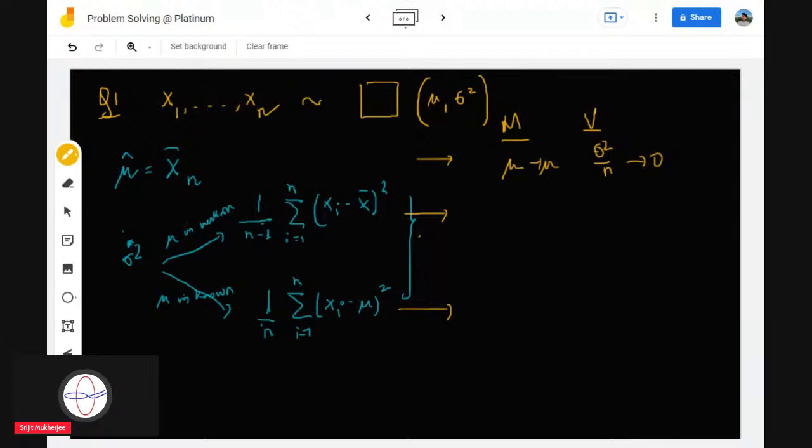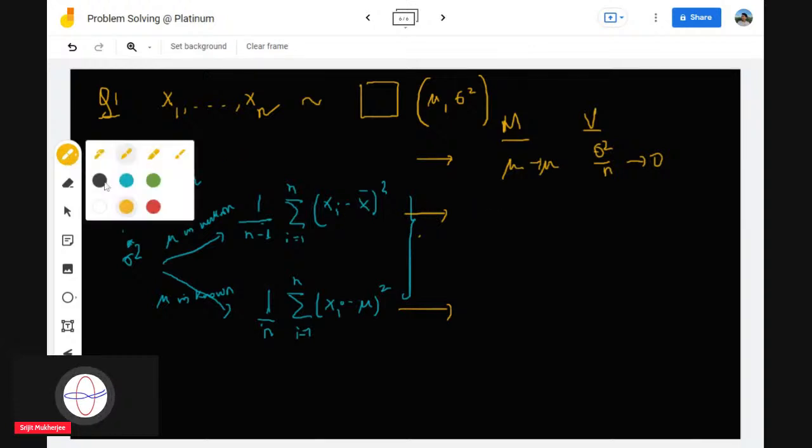What if mu is unknown? What is the expectation of this? This is unbiased, right, guys? This is unbiased for sigma square when mu is unknown. This is UMVU. This must be unbiased.